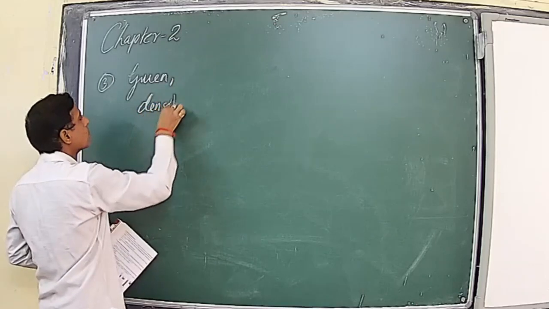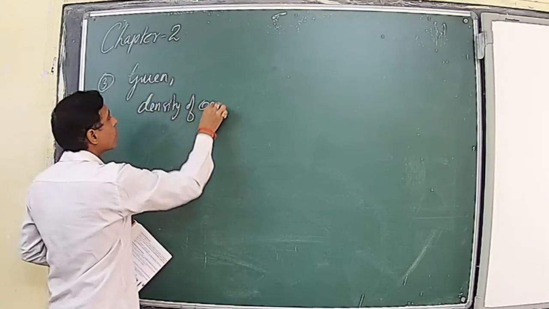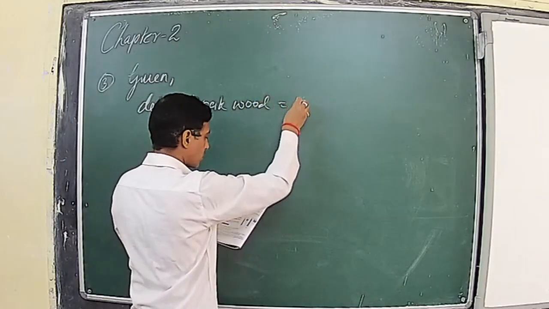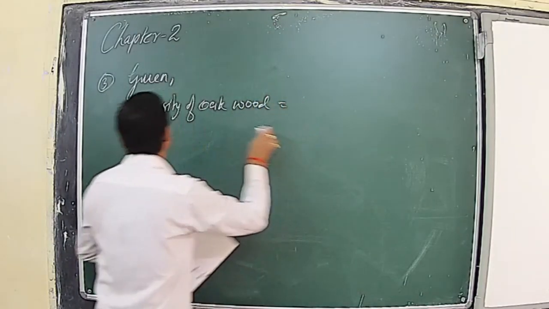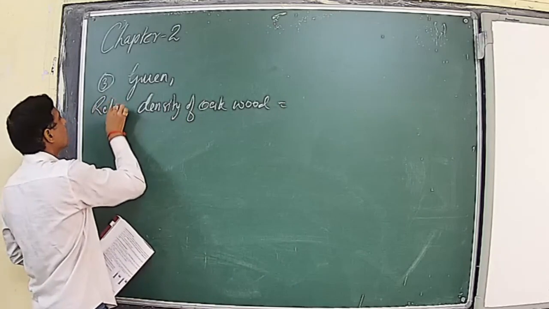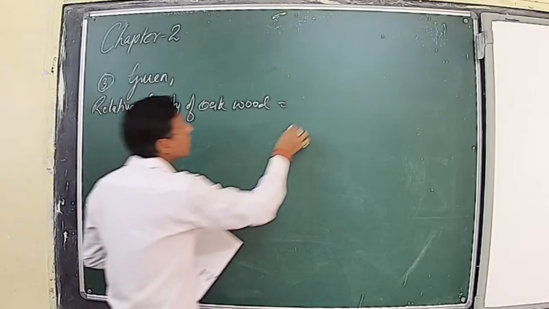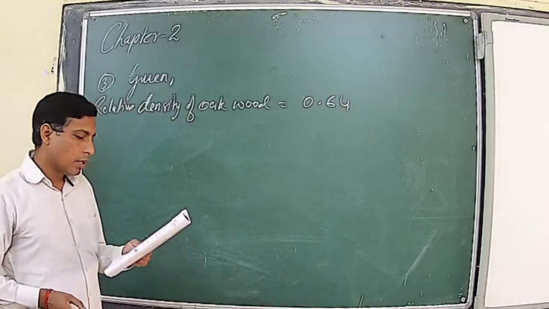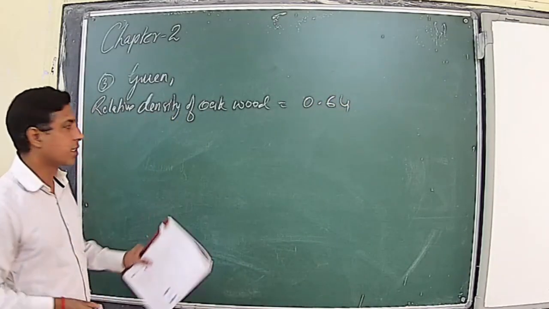Density of oak wood is equal to relative density. Relative density of oak wood is given 0.64. It is a unitless quantity. Then what is its density in SI system?